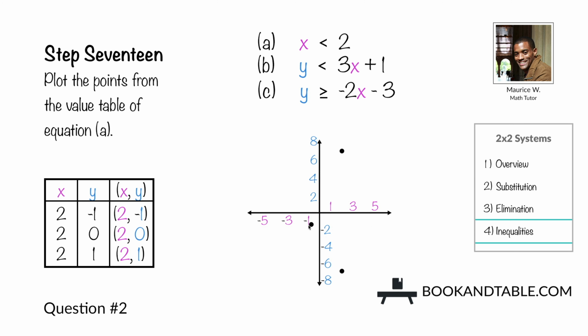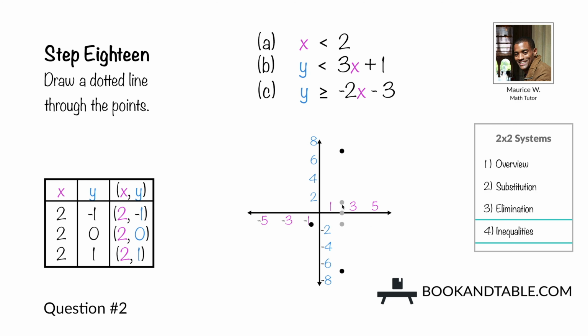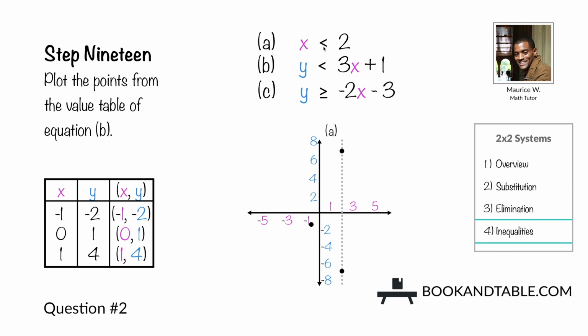And now we can sketch the lines by using our value tables. So step 17, plot the points from the value table of equation A. Our first point is 2, negative 1. Our second point is 2, 0. And our third point is 2, 1. And with these 3 points, we can sketch A by drawing a dotted line through the points. And it's dotted since it's less than but not equal to.